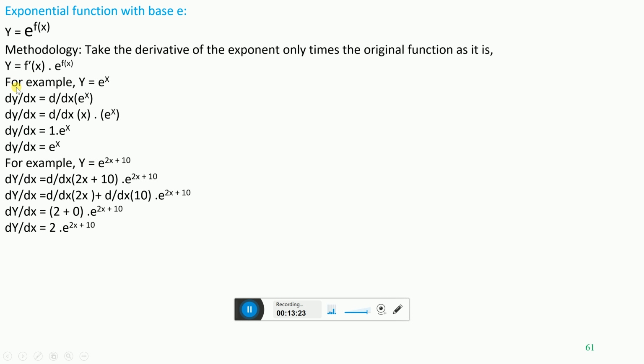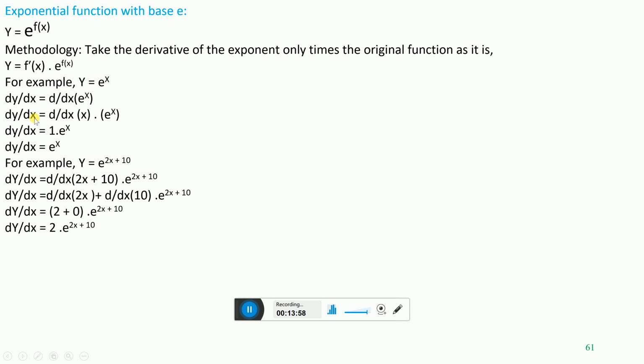I will clarify with one example. For example, y is equal to e raised to the power x. Suppose this is an exponential function with base e. Now, as we know, for the function with base e, to find its derivative we just find the derivative of the exponent only times the function as it is. So what is the exponent in here? x. First, I am applying the symbol of derivative on each side. d over dx of y is equal to d over dx of the function e raised to the power x.